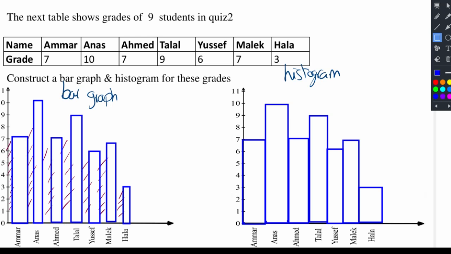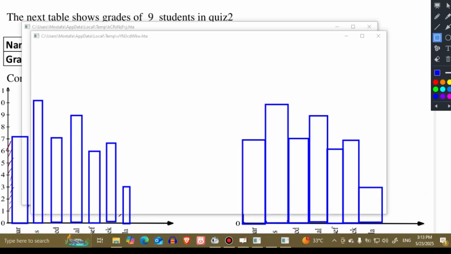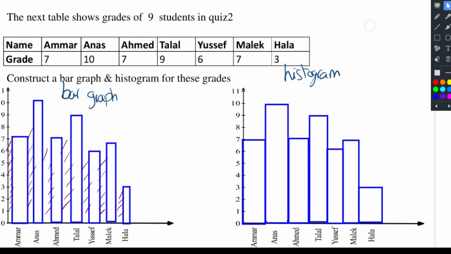So the difference between the bar graph and histogram: the bar graph has spaces, but the histogram has no spaces. Let's move to another one.